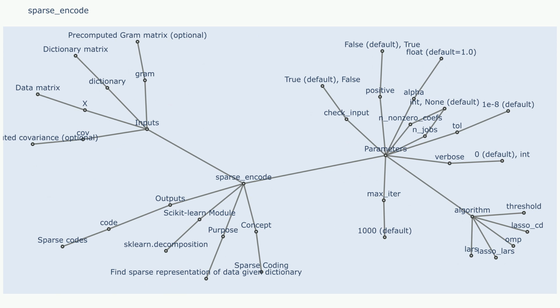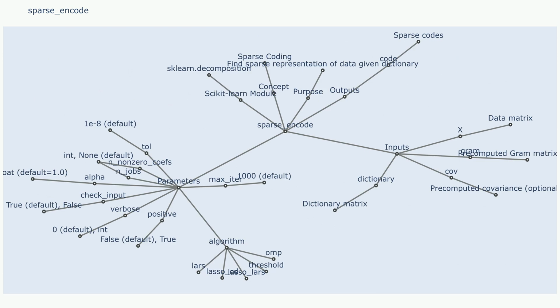5. Example: image denoising. Imagine you have a noisy image. By learning a dictionary of image patches representing common features in the image and using sparse_encode to represent the noisy patches, you can reconstruct the image by averaging the sparse representations. This can effectively remove noise from the image.